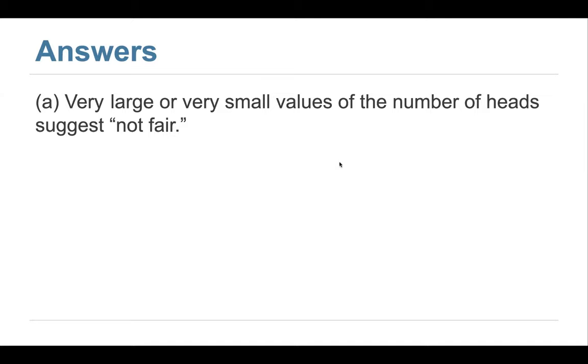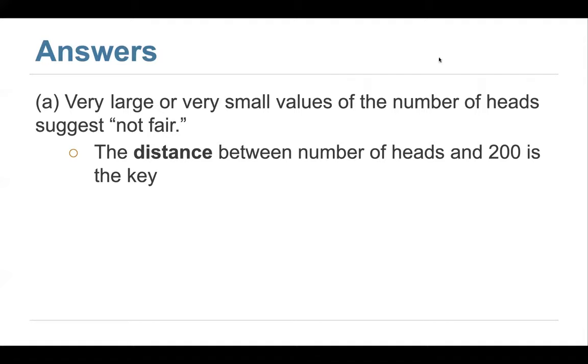So if you get like 25 out of 100, or 25 out of 400, let's say, that's a really small number of heads. So that's probably going to be evidence against the model. And similarly, if you got like 350 out of 400, that's a lot of heads as well. So basically really large values and really small values of the statistic, in this case, would be evidence against the model. So in that case, you wouldn't want to use just the number of heads itself. You want to use the distance between the number of heads and 200, because that way, whether the number of heads is large or small, the distance from 200 is going to be large. That's the key.